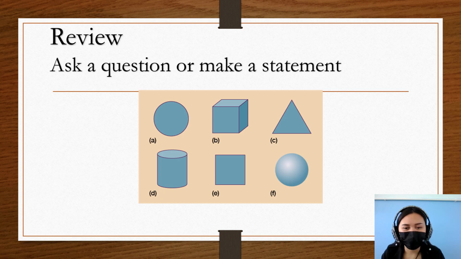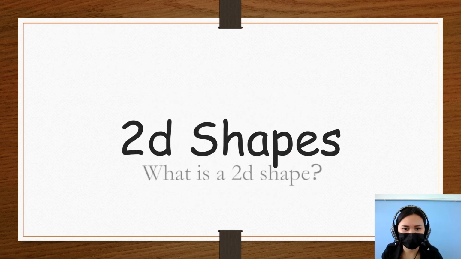How about letter E? Letter E is a square. So a square is a 2D shape. And letter F, it's a sphere, right? It's a sphere. So sphere is a 3D shape. Okay, 2D shapes. What is a 2D shape? So let's review first.